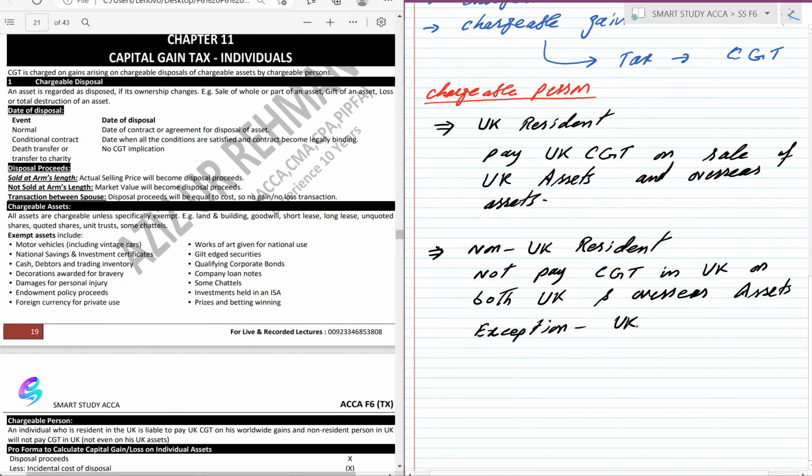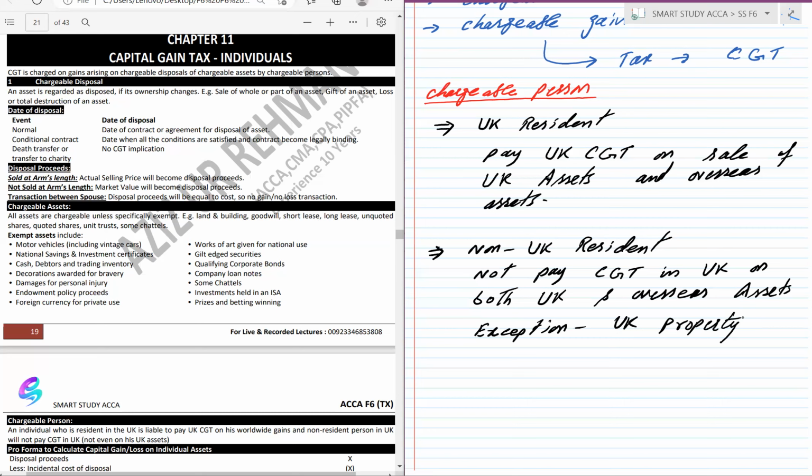The exception is UK property. If a non-UK resident individual has a property in the UK, only that property will be chargeable. Other than the property, all the assets will be exempt. All UK assets will be exempt, as well as all the overseas assets. So this was the discussion about chargeable person.